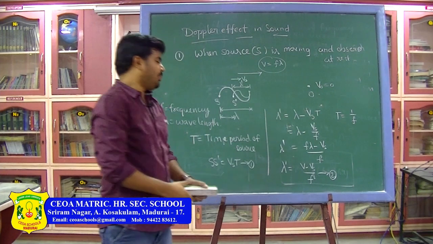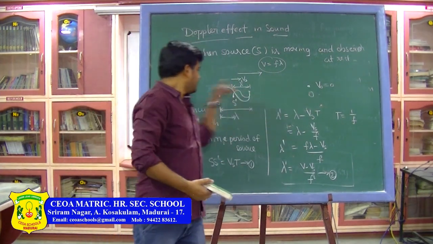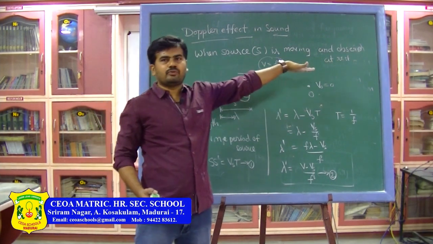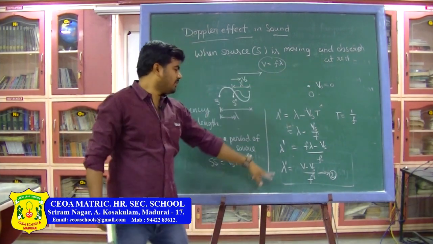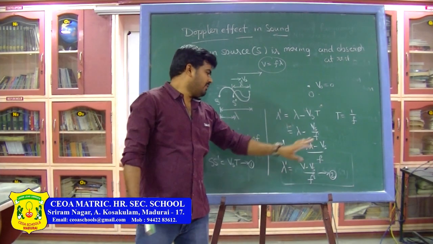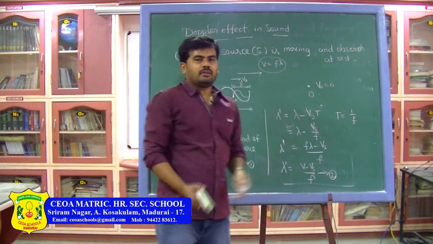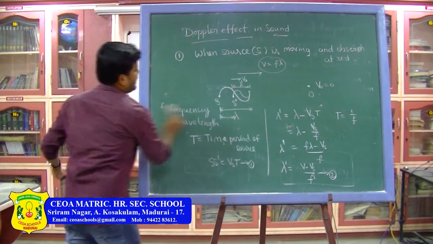Now we know the apparent wavelength. Remember, this is the wavelength observed by the observer because of the motion of the source towards the observer. That is what I am calling the apparent wavelength. Now that we know the apparent wavelength, we can find the apparent frequency that is observed by the observer. Now let us get that value.